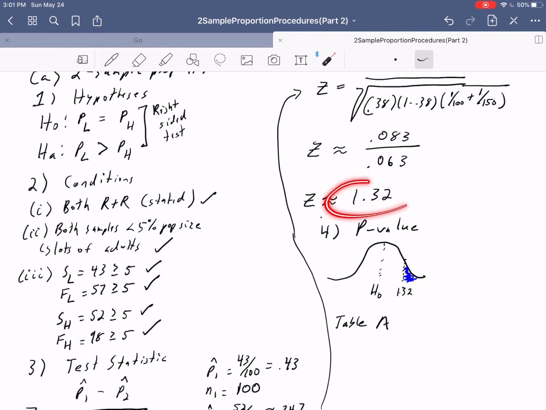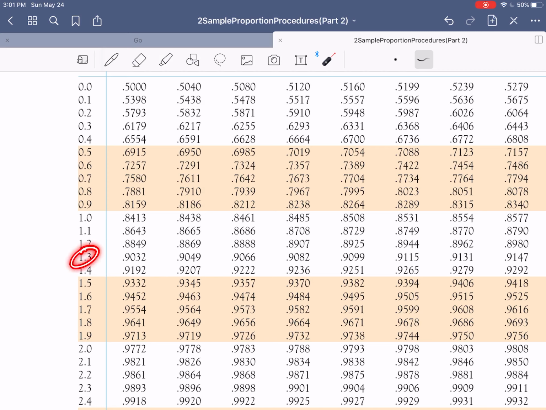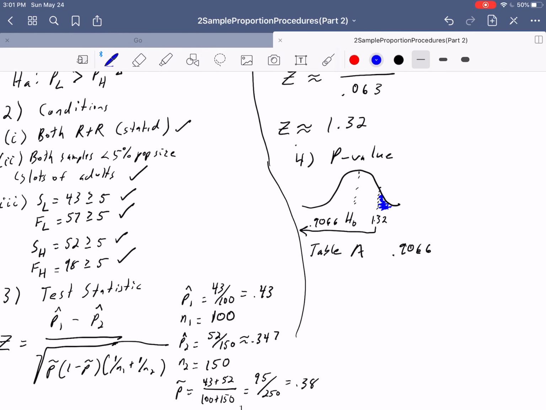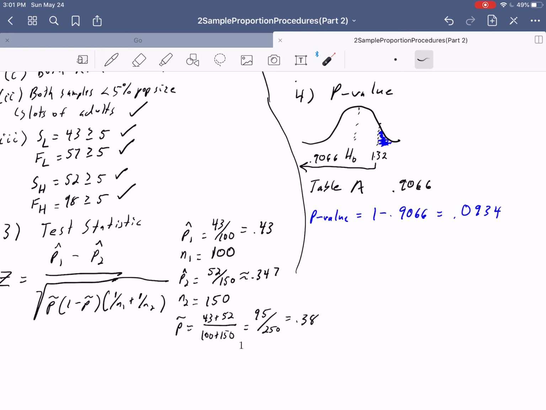So again, we're looking up 1.32. So let's go ahead and look that up, 1.32. There's 1.3, 0.02. So it looks like we're using 0.9066. That is all the stuff to the left here, 0.9066. To get that actual shaded area, that p-value, we will need to do 1 minus in this case. So 1 minus 0.9066, which should come out as 0.0934. So there's our p-value, about 9.34%.